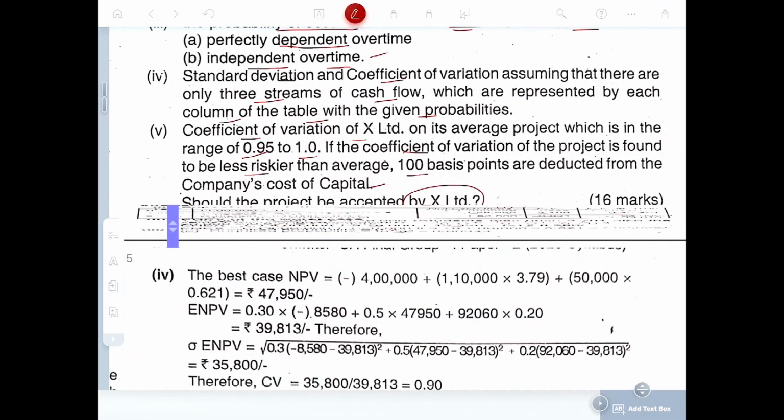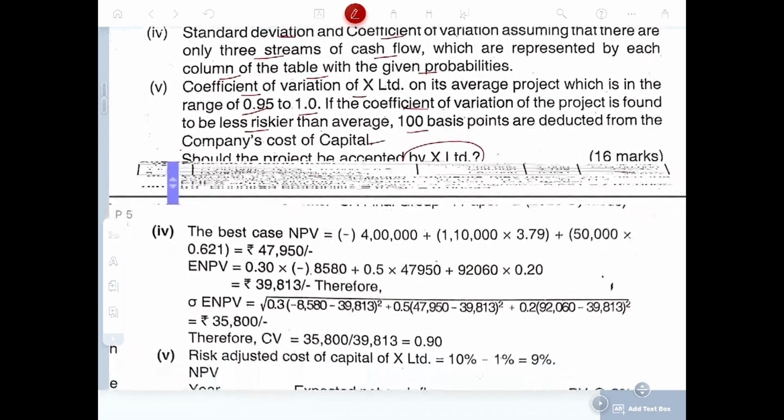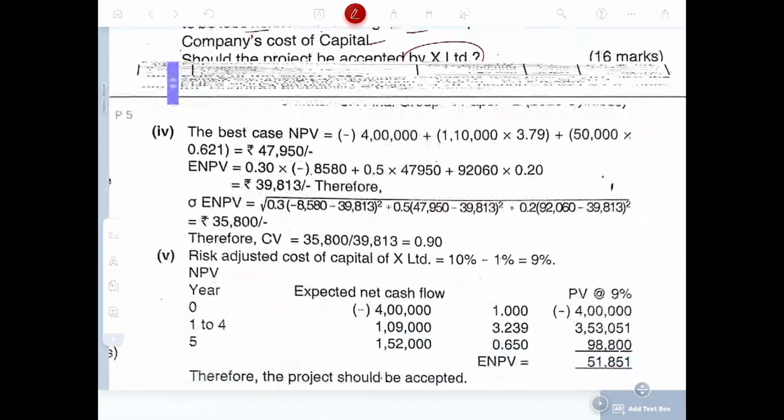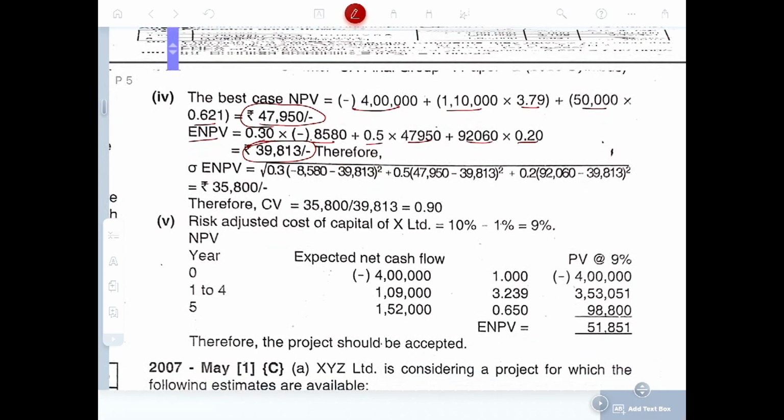And fourth, the standard deviation and coefficient of variation, assuming that there are only three streams of cash flow, what represents each column of the table and the given probability. So present value of minus 4 lakhs, 1 lakh 10,000 into 0.3, 50,000 into 0.7 plus the scrap value, we have 47,000 profit. So ENPV is 0.3 into minus, 0.5 into 47, 0.2 into 90.